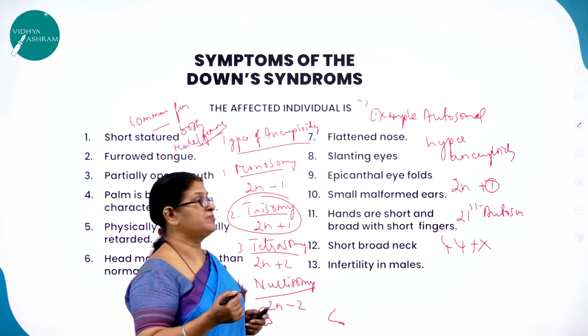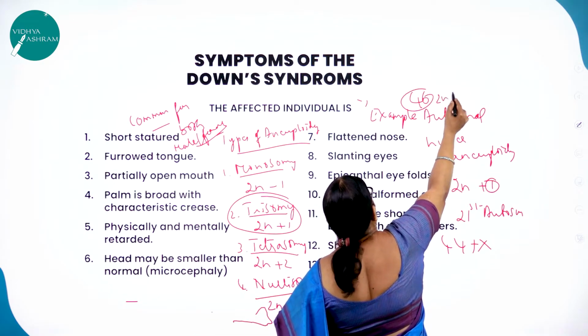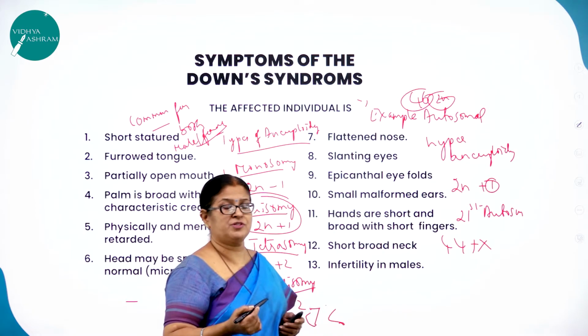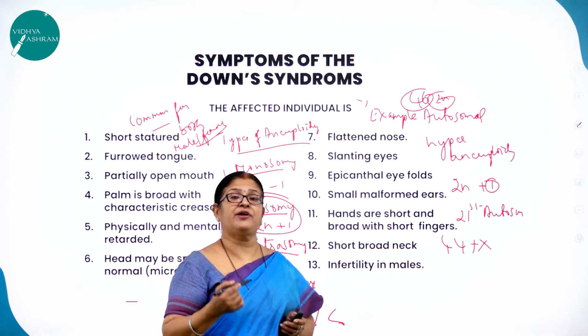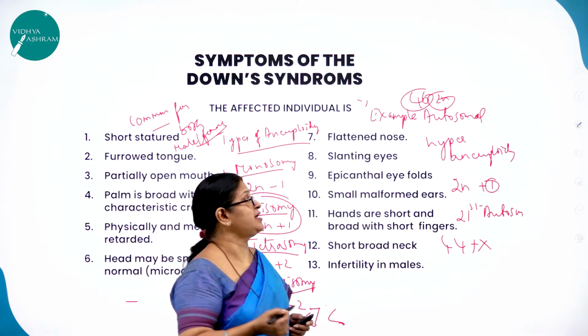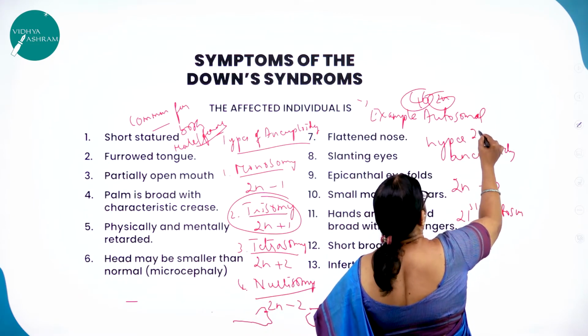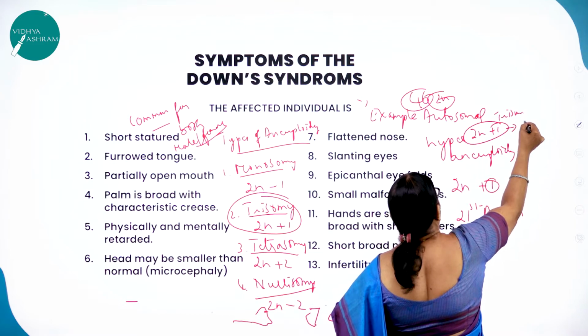What should be the chromosomal complement? Usually it should be 46. 46 is the balanced set of chromosomes. In human beings all of us know 46 is the chromosomal number. Neither 45 nor 47 is normal. Here it is 47. Why is it 47? Because of 2n plus 1. It is due to trisomy.